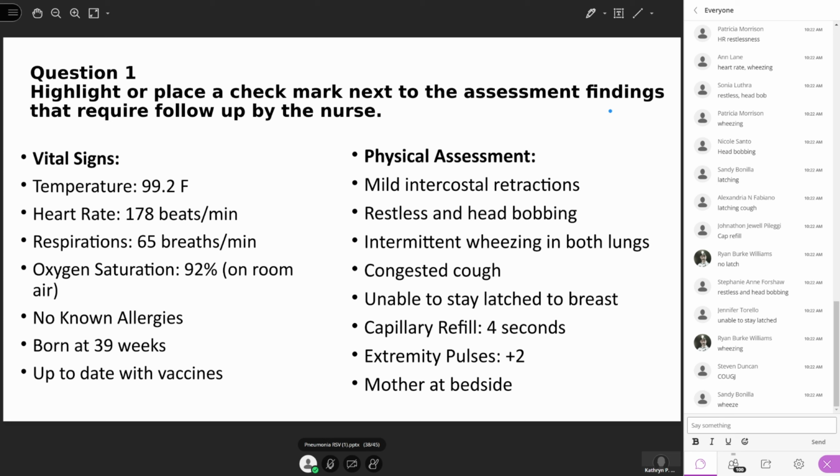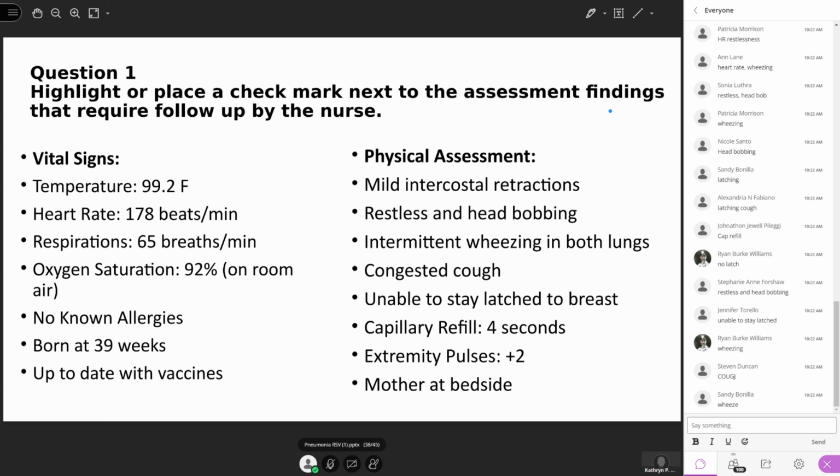Baby born at 39 weeks, okay. If it was premature, different story. Up to date on vaccines is normal findings. The concerning things about the physical assessment, retractions. The restless head bobbing is kind of a normal finding and it's okay. Listless would be a problem. Intermittent wheezing, a problem.